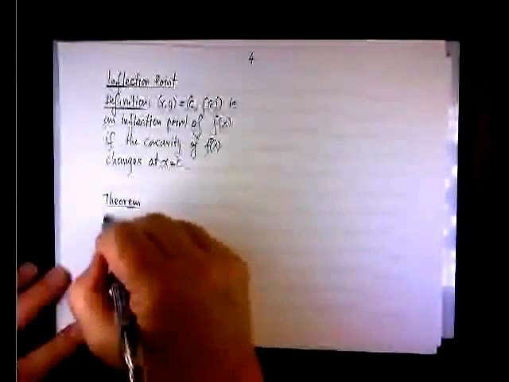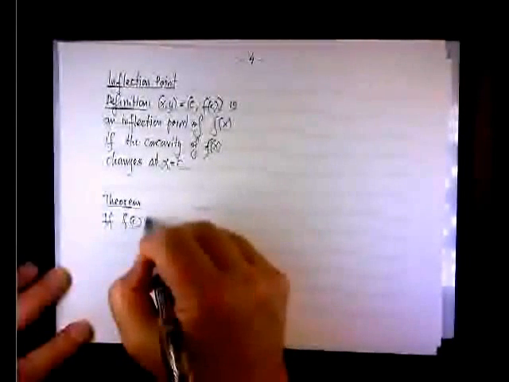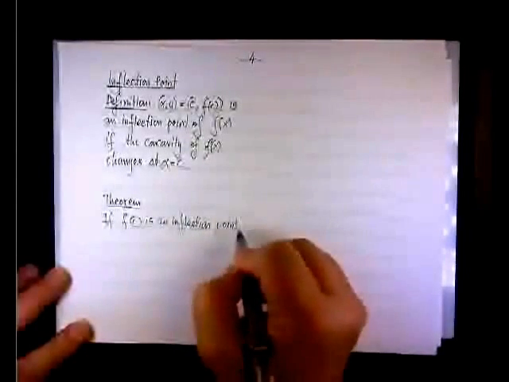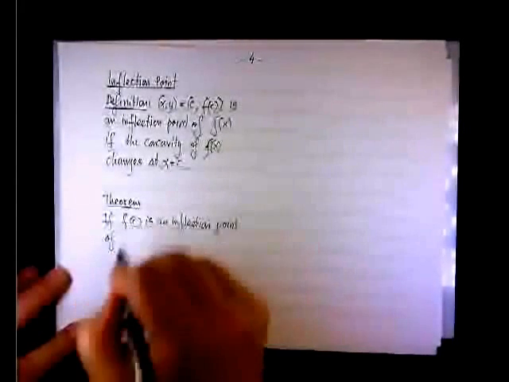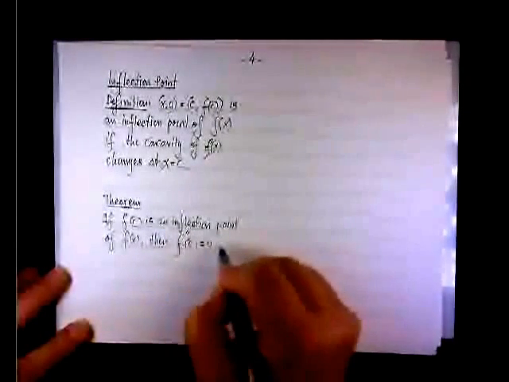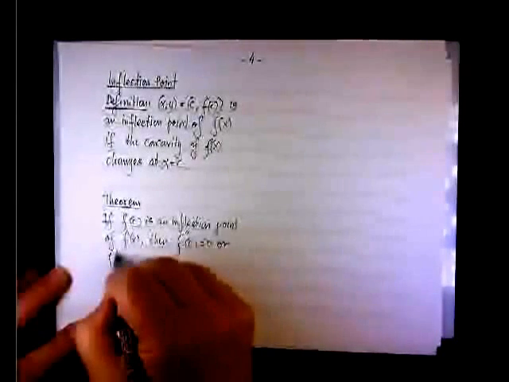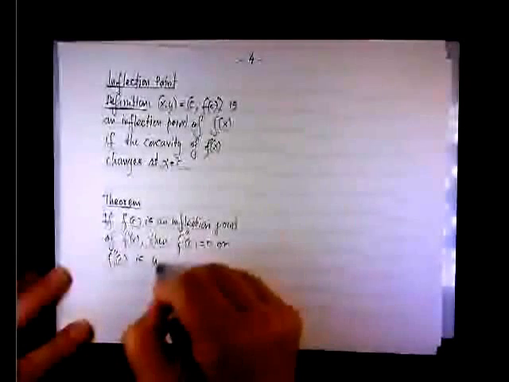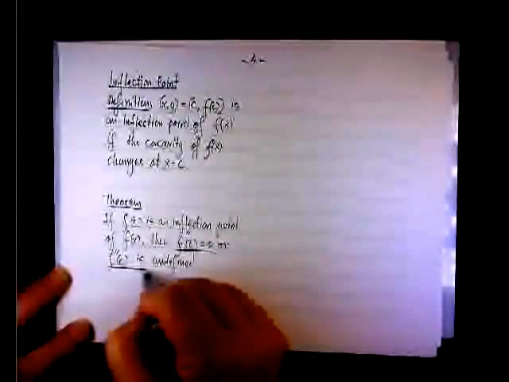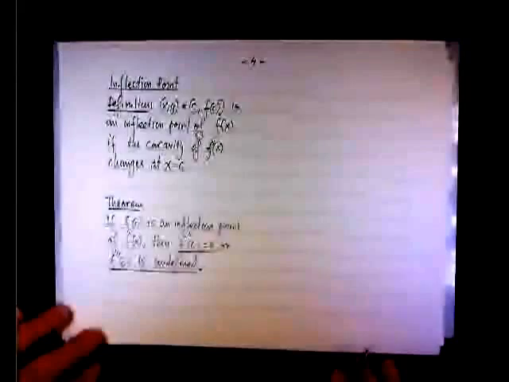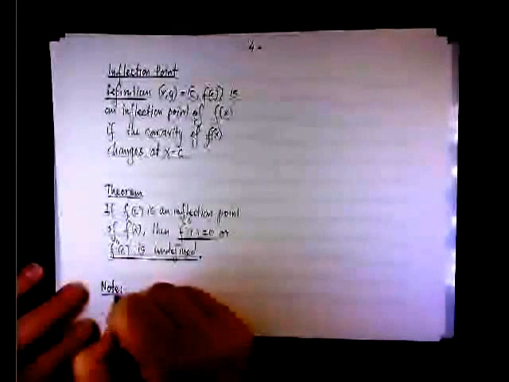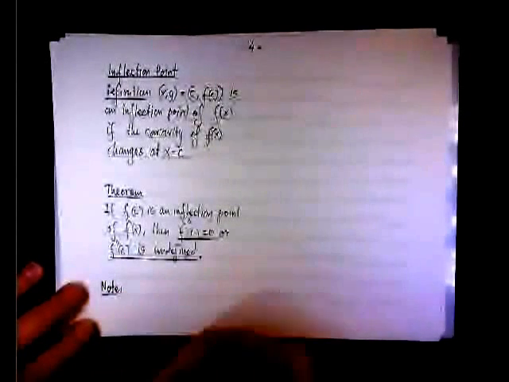Okay, so we're going to say the following: if f of c is an inflection point of f of x, so it's given that we have an inflection point, then f double prime equals 0, or f double prime is undefined. Again, notice how it's parallel to the theorem on the first derivative. Here's a note similar to the note I gave you when we learned about the first derivative. The above is similar to Fermat's theorem.